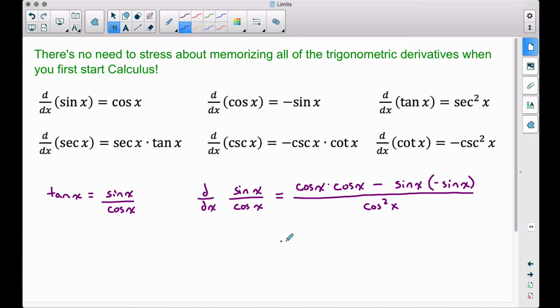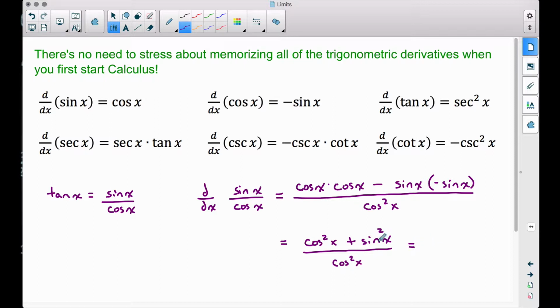Now, let's clean this up. But again, double check that: low d high minus high d low all over low low. Simplifying the top, we have cosine squared of x plus sine squared of x. Notice we have that negative sign times that negative sign, so we have positive sine squared of x. And this is all over cosine squared of x.